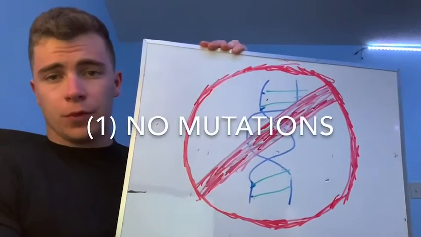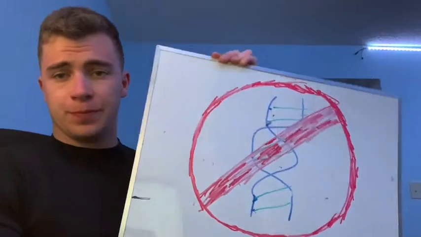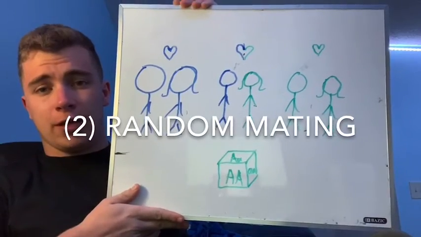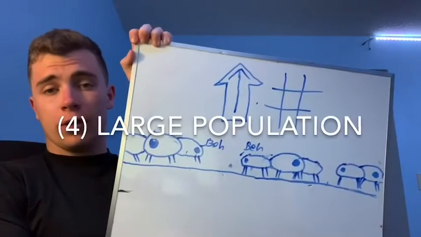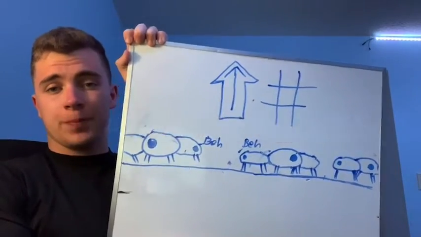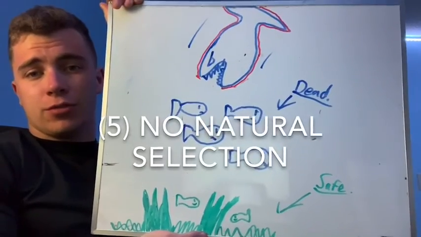Before we get into any of the big numbers or ratios when it comes to Hardy-Weinberg equilibrium, you need to know the 5 rules that a population has to meet in order to represent this equilibrium. Number 1, no mutations. Number 2, random mating. Number 3, no gene flow. Number 4, a large population size. And number 5, no natural selection.